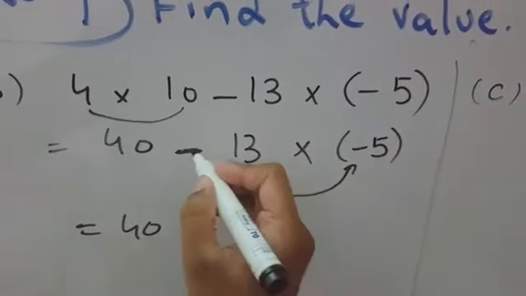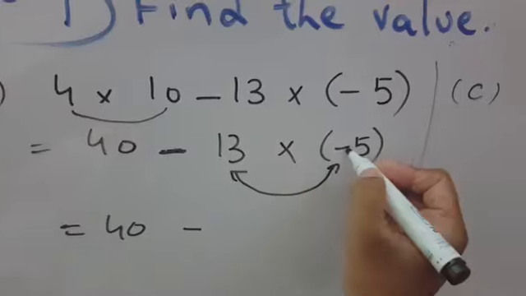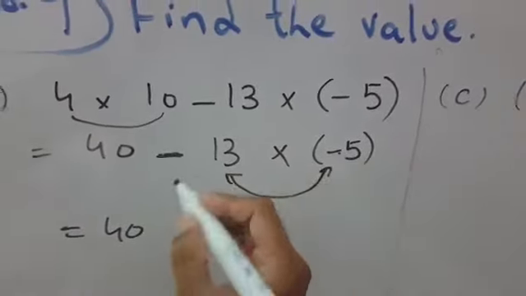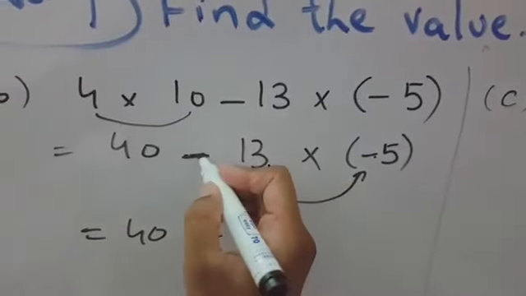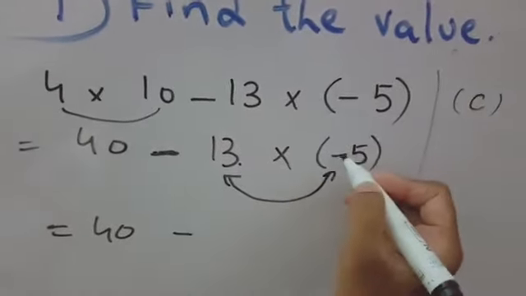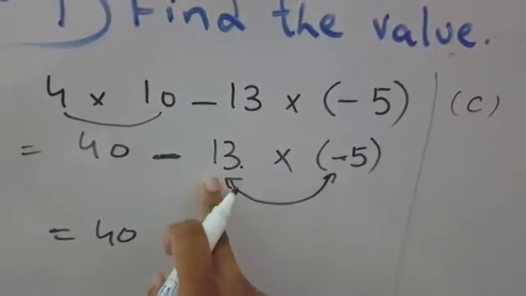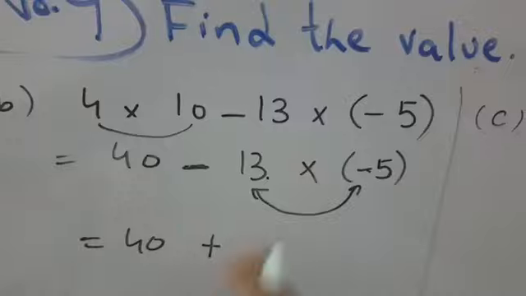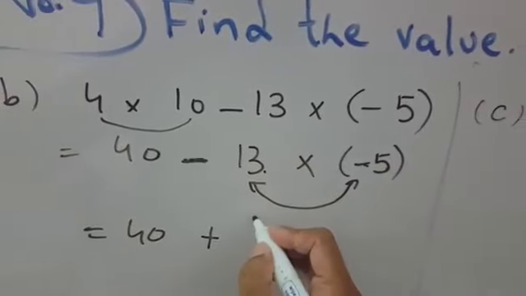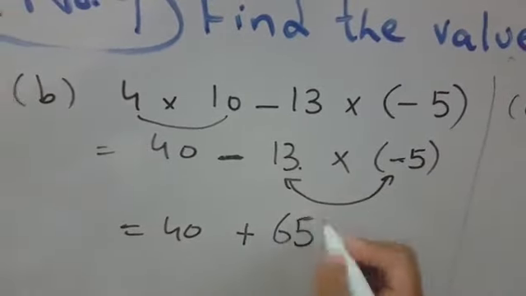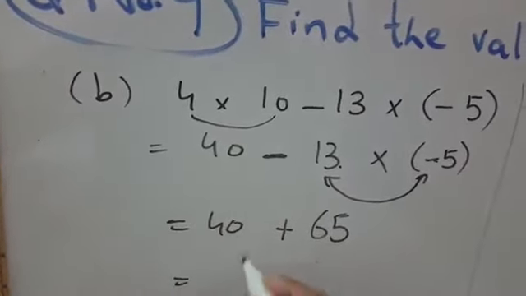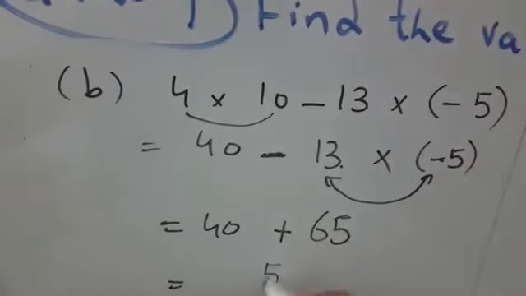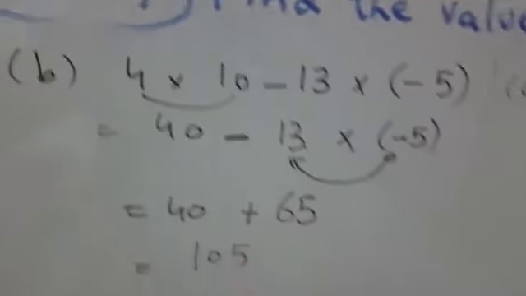So here is minus 13 and here is minus 5. So 13 has this sign before it and 5 has this sign before it. Minus 13 is being multiplied by minus 5. Minus times minus is plus, and 13 multiplied by 5 is equal to 65. 40 plus 65 will be equal to 5 and 0 is 5, 4 and 6 is 10. 105 is the answer.